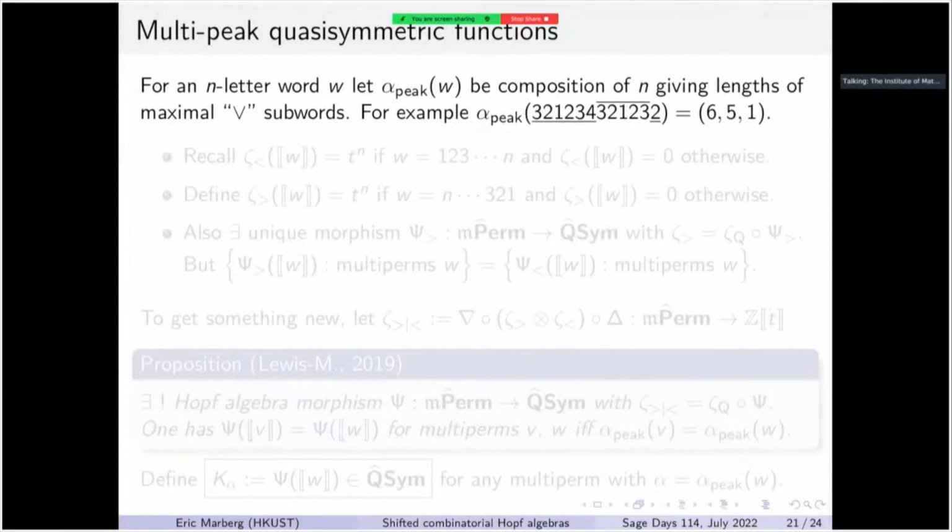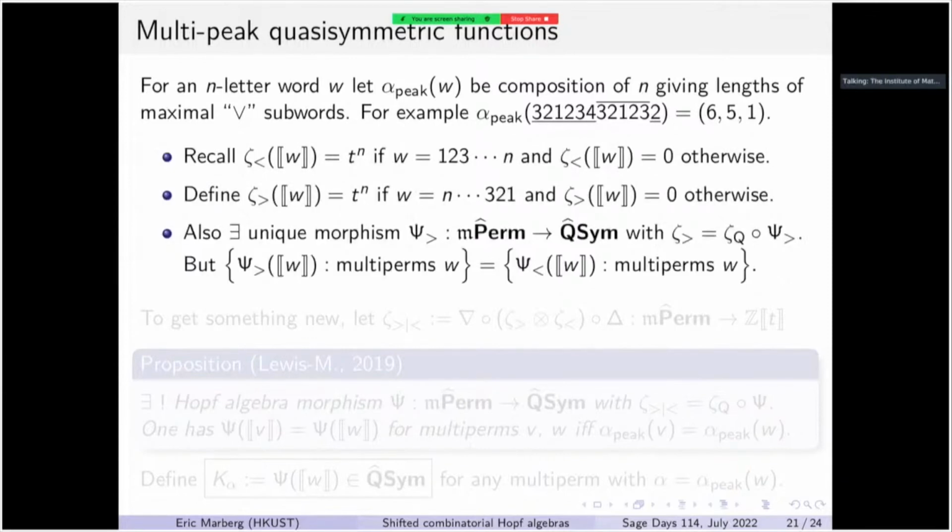Okay, so how do we get these multi-peak quasi-symmetric functions? First, for an n-letter word, we're going to have a new composition which gives the lengths of the maximal V subwords. In this example, you have 3, 2, 1, 2, 3, 4, that's of length 6. Then you have 3, 2, 1, 2, 3, that's of length 5. And then the rest is just 2, which gives you a length 1.